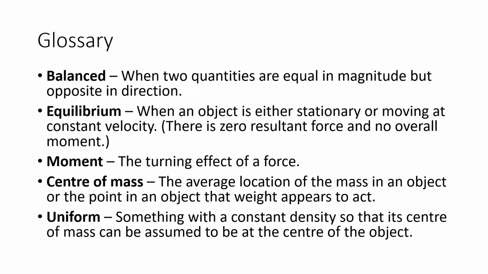And finally, we have uniform. Uniform is a word we use to describe anything that is a constant density throughout its structure. So generally, when we have a uniform object, we can assume that the center of mass is in the center of the object, because the density is constant throughout. It's a consistent material.